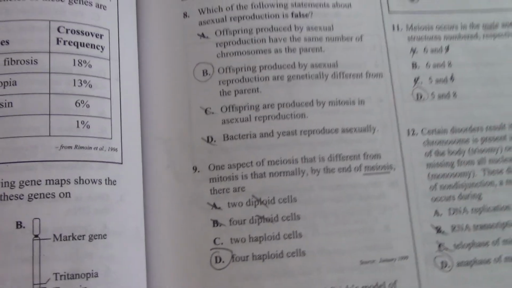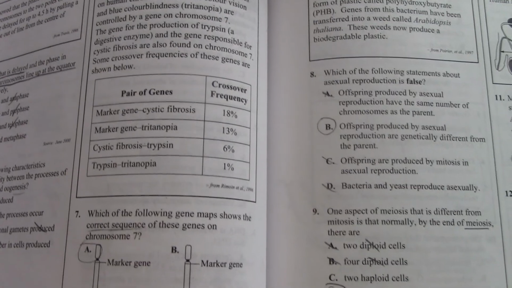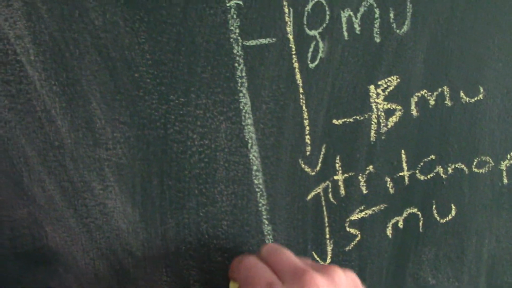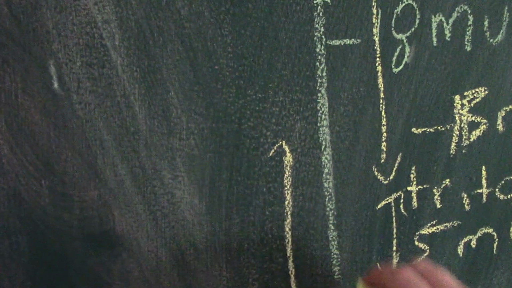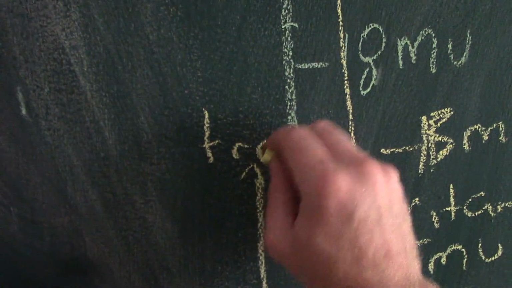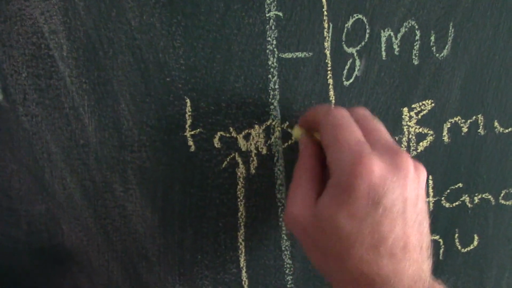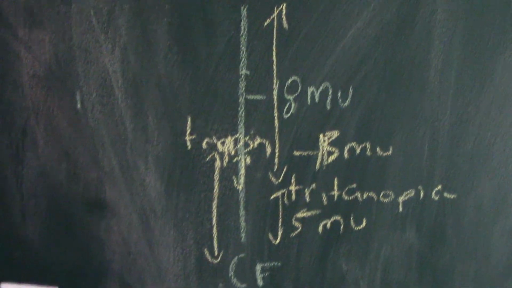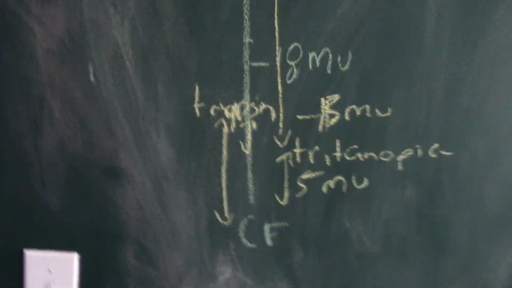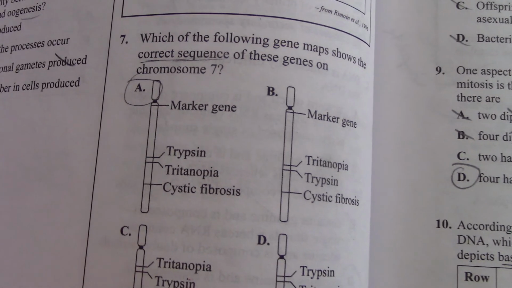Okay. Cystic fibrosis and trypsin are 6 map units apart. So I have to go from the CF up. So CF and trypsin are 6 map units apart. So trypsin is actually just above the tritanopia. And the two of these are 1 map unit, right? 6 minus 5 is 1. So it goes M, trypsin, tritanopia, CF, where the tritanopia is closer to the CF. All right? So the correct answer is A.